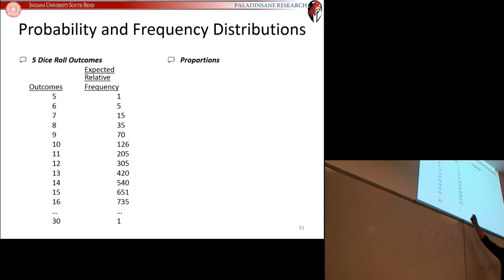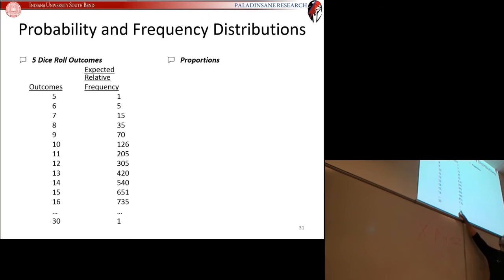There are 735 ways to roll a 16. You can roll a 1 and a 3 and a 2 and a 4. I'm not going to go through all of them, but anyway, 735 ways to roll a 16. Different combinations for any different outcome. Only one way to roll a 30. You have to roll all 5 6s. What's the probability, what's the frequency distribution of these outcomes here?